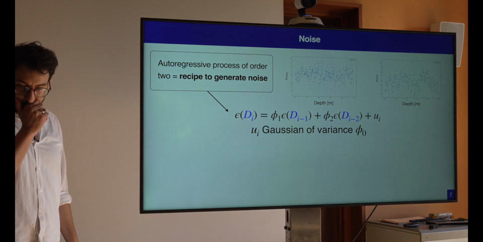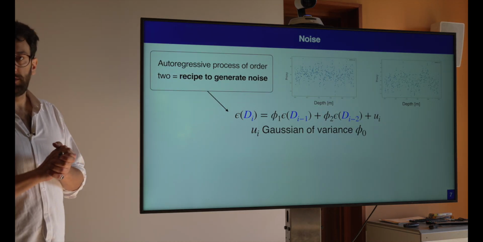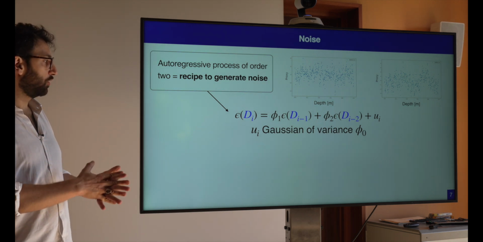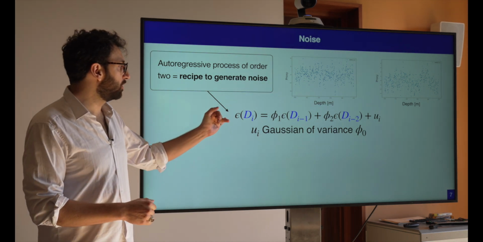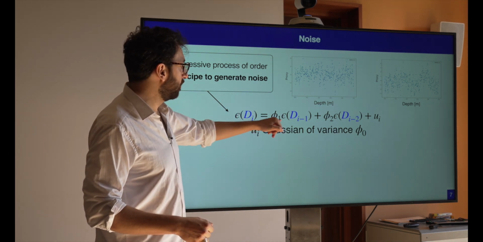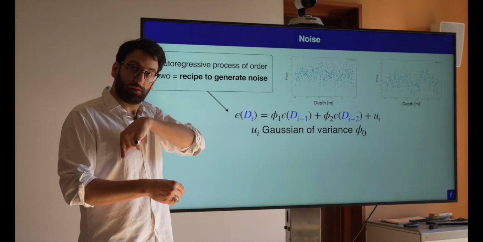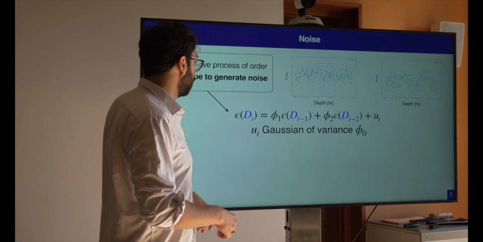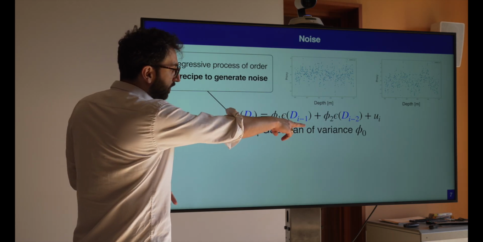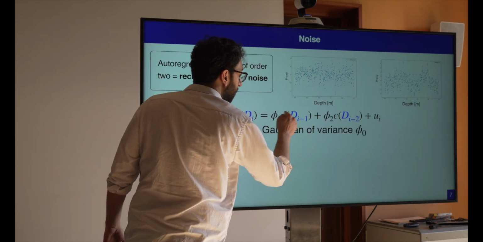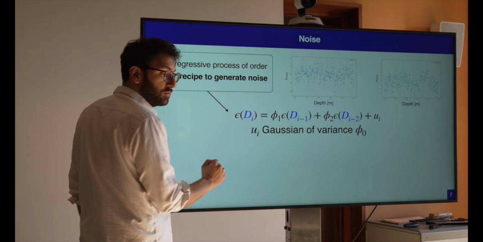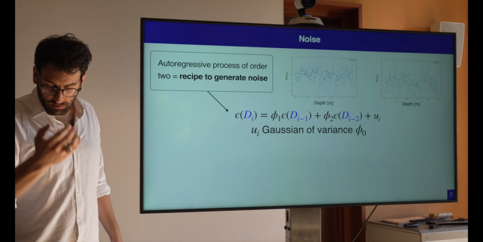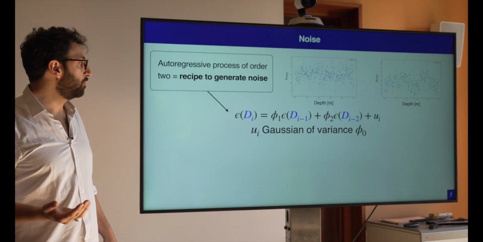The noise is an autoregressive process of order 2, which means that the value of the noise depends linearly on the value of the noise at the previous depth, plus some Gaussian noise, which has a given variance. And these, phi 0, phi 1, phi 2, are the parameters of our model.